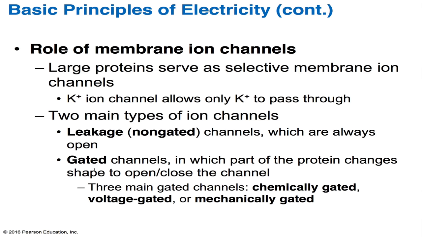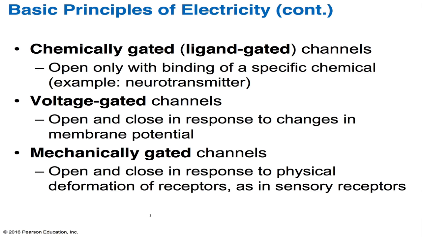So when it's open, then again, the ions are able to pass through. When they're closed, the ions will not be able to pass through. So the leakage or non-gated channels and the gated channels are the two main types of ion channels that we have. Now, the three main gated channels that we find are chemically gated, voltage gated, and mechanically gated. Mechanically gated channels open and close in response to physical deformation of receptors. And we see this in sensory receptors for touch and pressure.